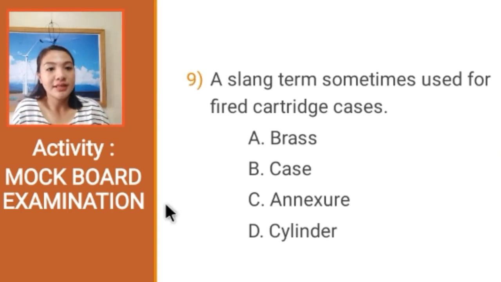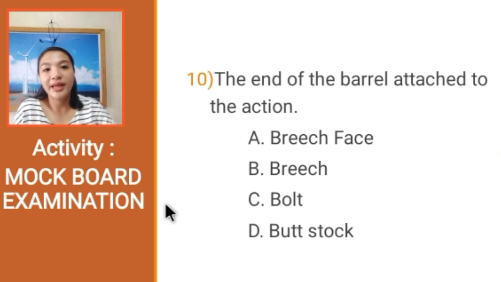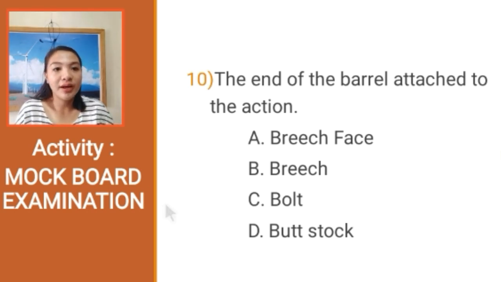Number nine. A slang term sometimes used for fired cartridge cases. A. Brass. B. Case. C. Ammunition. Or D. Cylinder. Number ten. The end of the barrel attached to the action. Letter A. Breech face. B. Breech. C. Bolt. Or D. Buttstock.